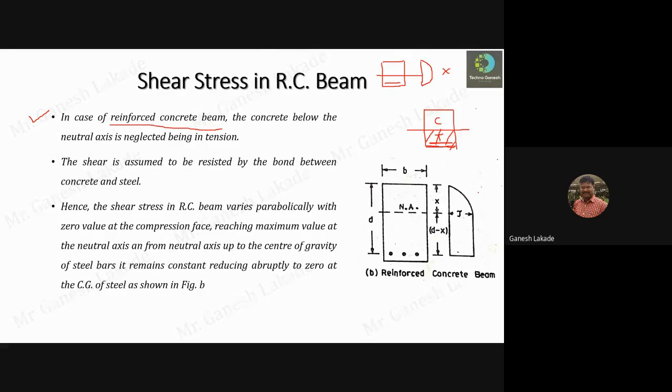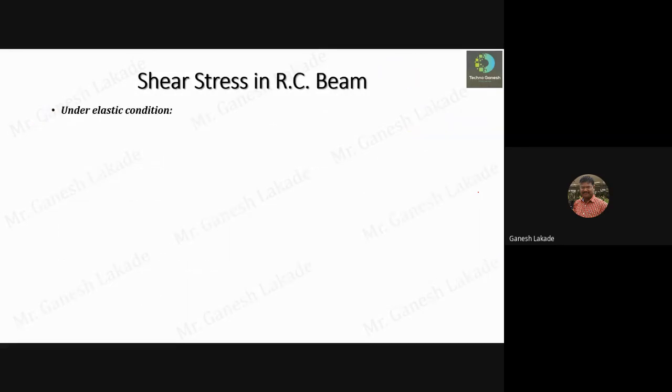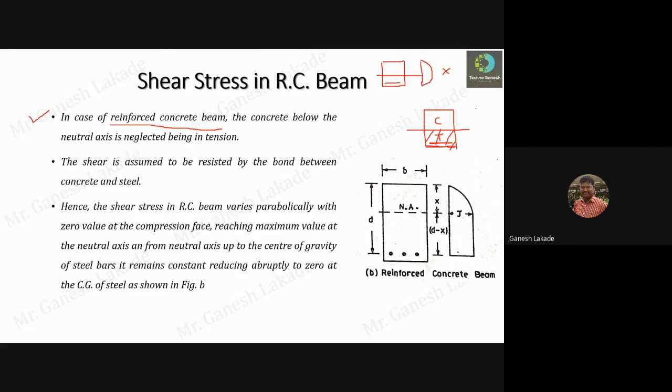Okay, so this is the shear stress distribution for a reinforced cement concrete beam. This is the derivation. Actually, I am not going to explain this in detail. If you want to know how the equation we have seen, tau equals V A y bar upon I b, is derived, then for that you have to consider this diagram.